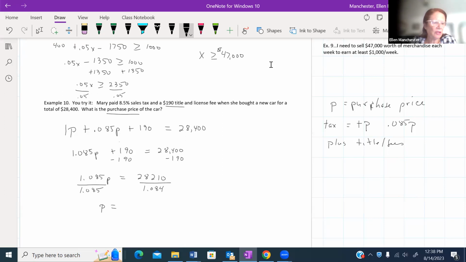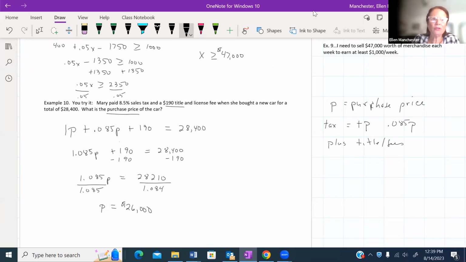So P is going to equal 26,000. So that is the purchase price. So 26,000 is your purchase price. You paid whatever the tax is, 0.085 times 26,000. So just your taxes would be $2,210, and then the license and title fee of $190. So that's all the values that bring you up to the 28,400.